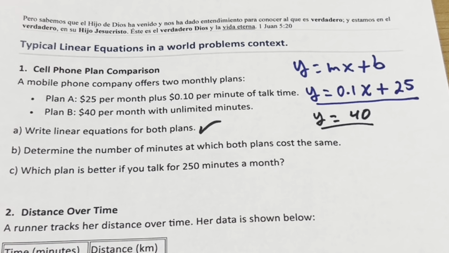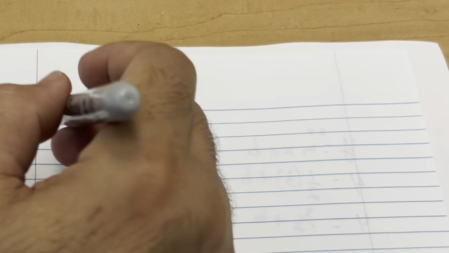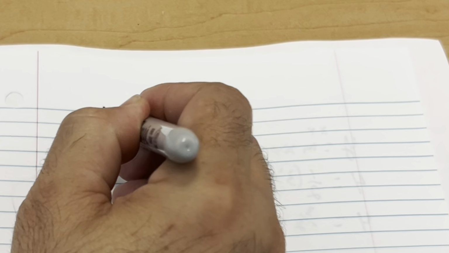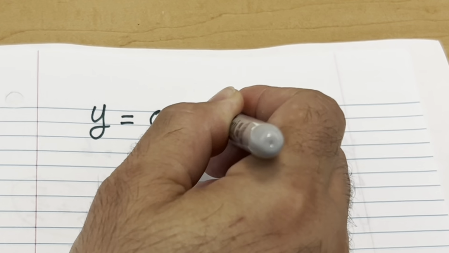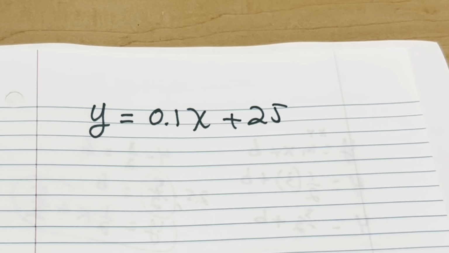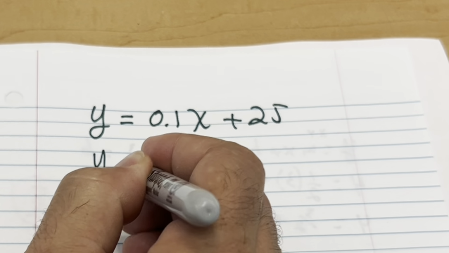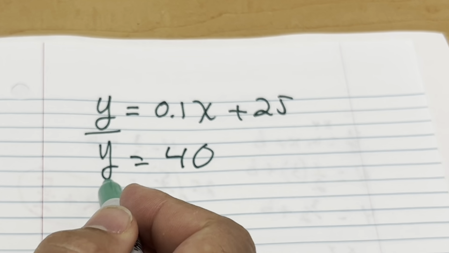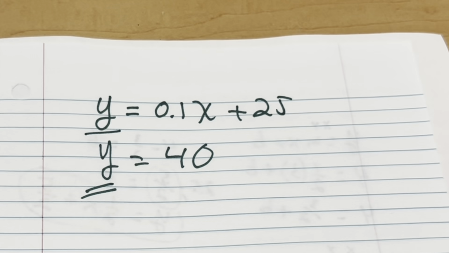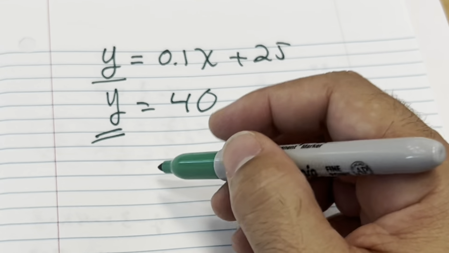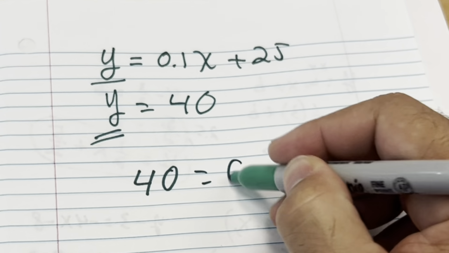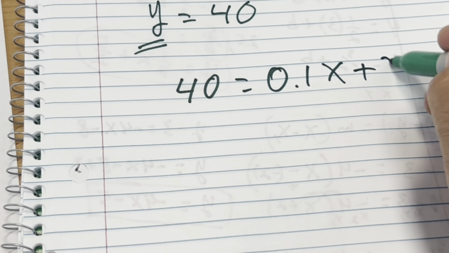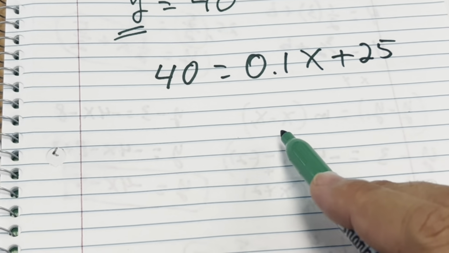Let me do it in a notebook here. I'm going to copy the equations first. y equals 0.1x plus 25. This is the first equation, and the second equation is y equals 40. What we need to do is set this equal to this, because it's the same price. So we're going to do 40 equals 0.1x plus 25.